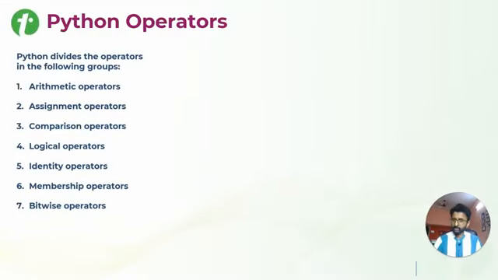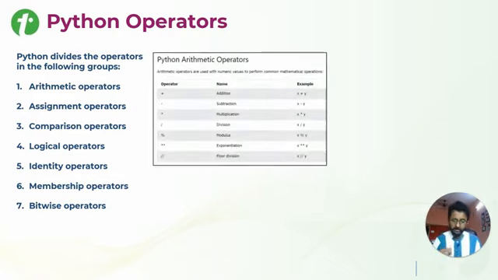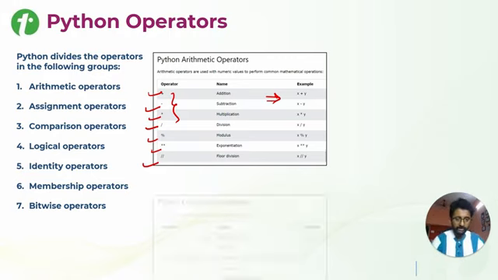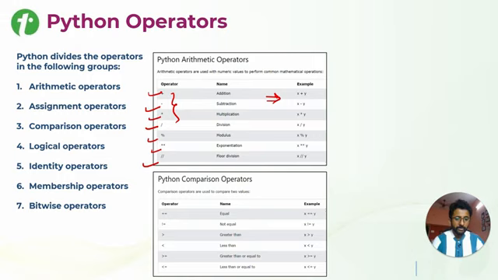Okay. Now what are operators? Python divides the operations into the following groups. There are arithmetic operators, assignment operators, comparison, logical, identity, membership, and bitwise. We'll see them one by one. So what are arithmetic operations that we have already seen: addition, subtraction, multiplication, division, modulus, exponential, and floor division. To perform all these operations, these particular symbols we can use in our coding. And these are the examples of it. We'll see those examples inside our Jupyter Notebook as well.